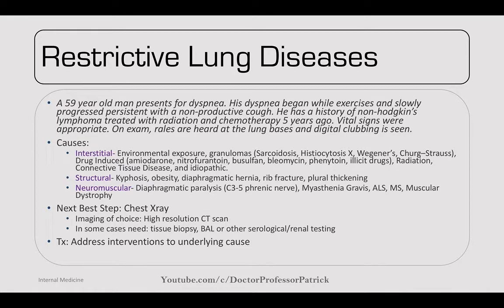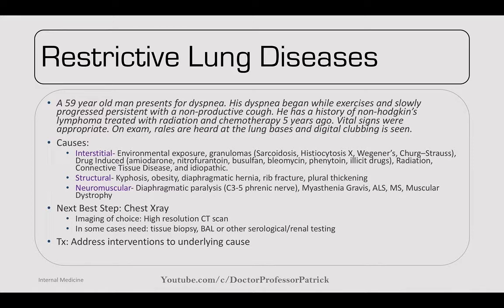Moving into restrictive lung diseases. So these can have a bunch of interesting causes to look out for. So we have a 59-year-old man who presents for dyspnea. His dyspnea began while exercising and slowly progressed to persistent and non-productive cough. He has a history of non-Hodgkin's lymphoma treated with radiation and chemotherapy 5 years ago. Vital signs are appropriate, and on exam rales are heard at the lung bases, and digital clubbing is seen.